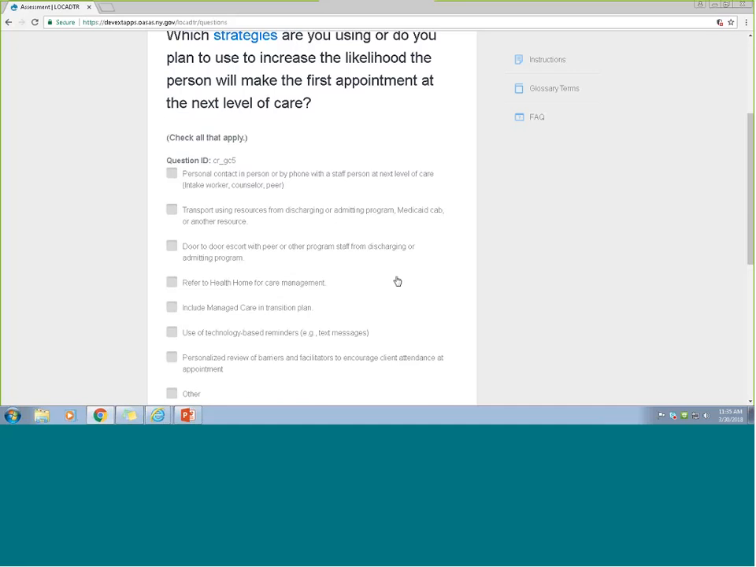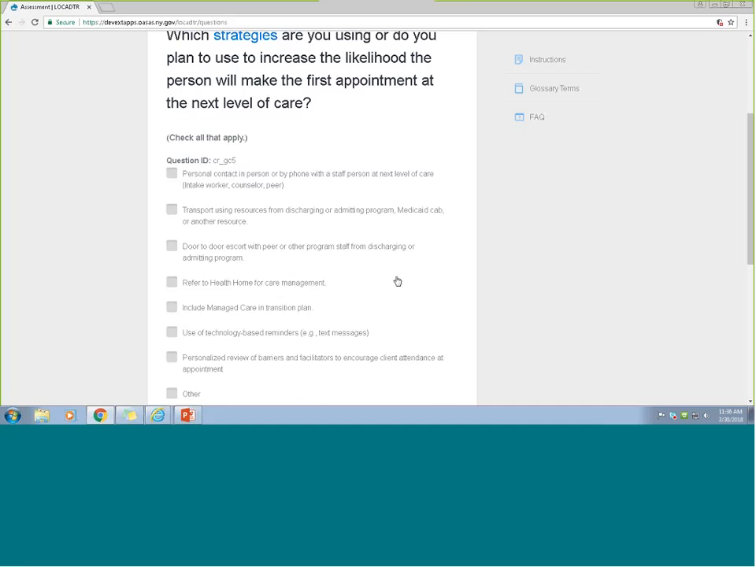So that would be something that programs will be focusing more on, making sure that they're doing things to make sure that the person gets to the next level of care. And their partners, who are those next levels of care, should be working with you in order to achieve that as well. So here's a whole list of ideas.